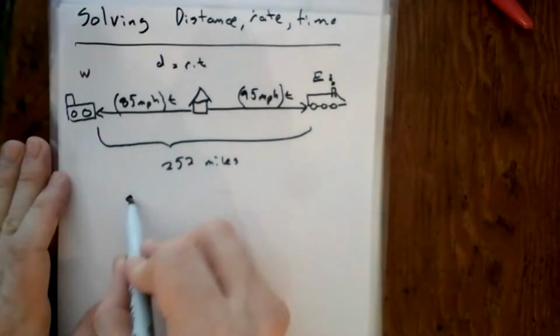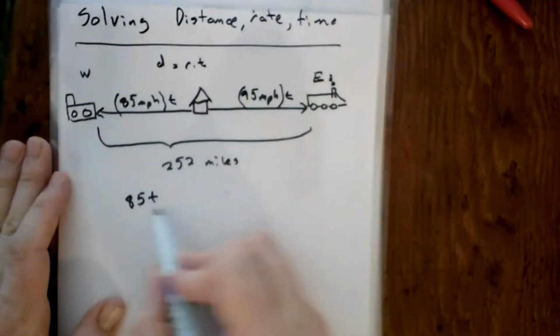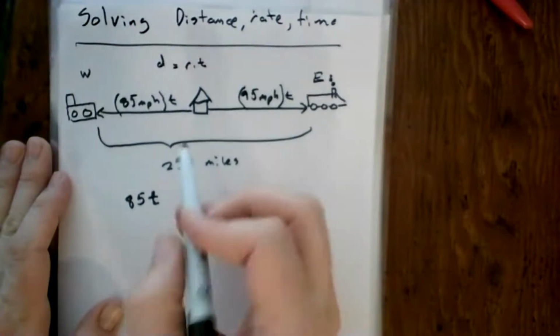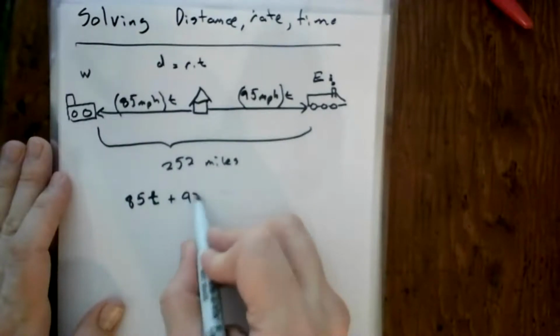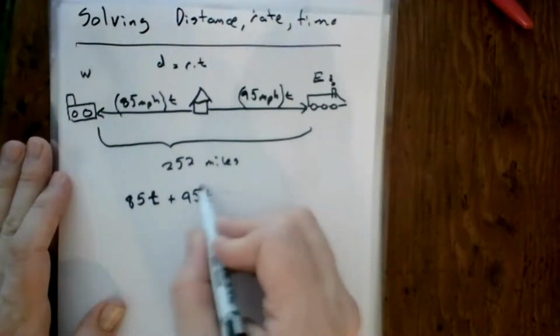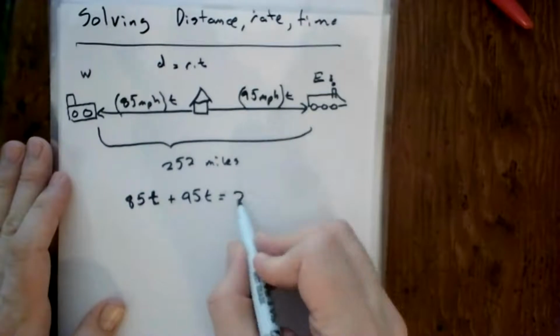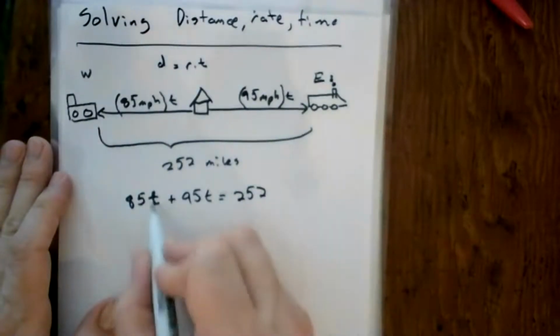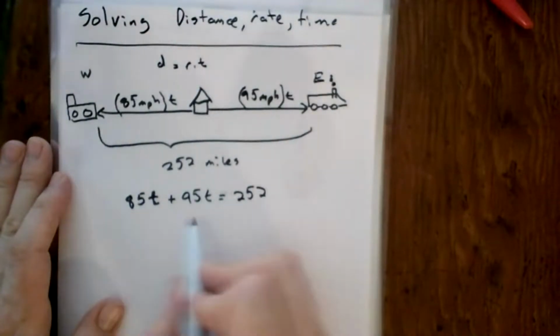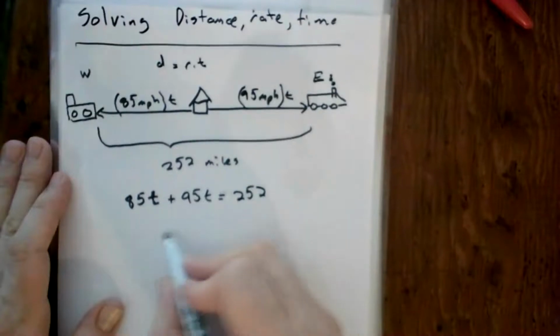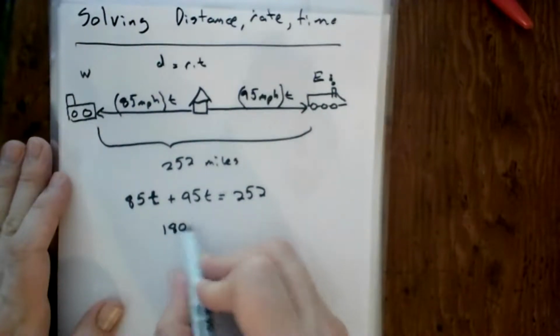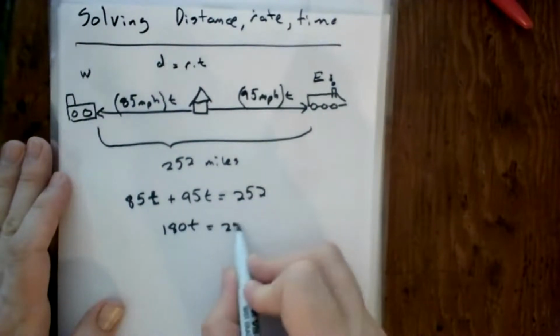So I've got 85t. This is our westbound train. Our eastbound train is 95 times t. That's the distance of our eastbound train. And our total distance is going to be 252 miles at a certain time. Well, let's add these two things together and find out what we've got. Adding these together, I've got 180t is equal to 252.